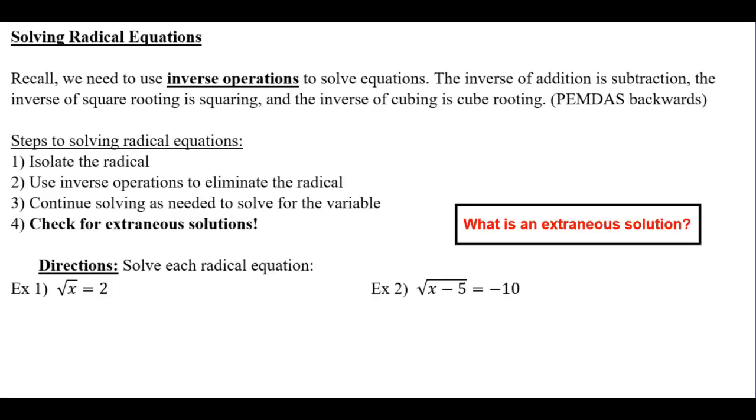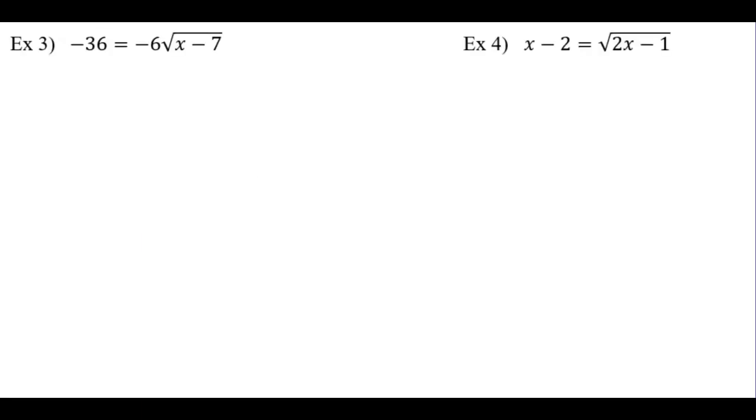Okay, example 3. Now, we haven't had this problem yet, but if you go back and look at the very top of your page, the first step is always going to be isolate the radical. Now we should be really good at that because we just did it a million times, but with absolute value. So the first step is always get the radical by itself. It's currently multiplied by negative 6, so we should divide both sides by negative 6. So we get the square root of x minus 7 is left on the right side. And now a negative divided by a negative is a positive.